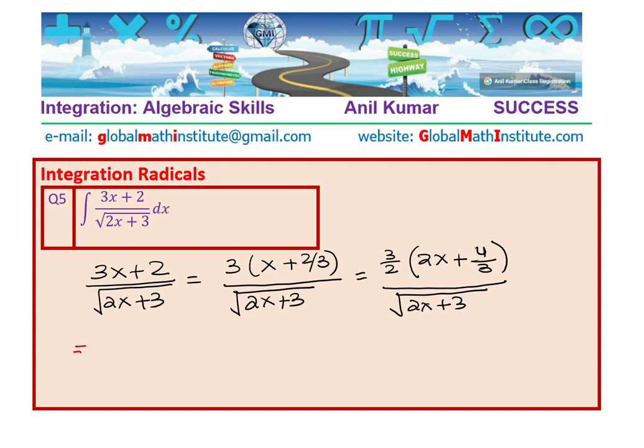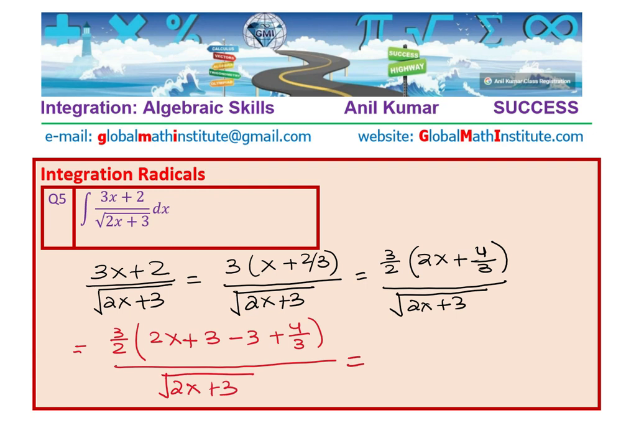So we can write this as 3 by 2, 2x plus 3, right? And then we write minus 3. And we already have plus 4 over 3, correct? Over square root of 2x plus 3. And this, we have two partial fractions have been done, right? 3 by 2, right? Times the first portion, which is 2x plus 3. And then dividing, you can write this as 2x plus 3 to the power of half, right?